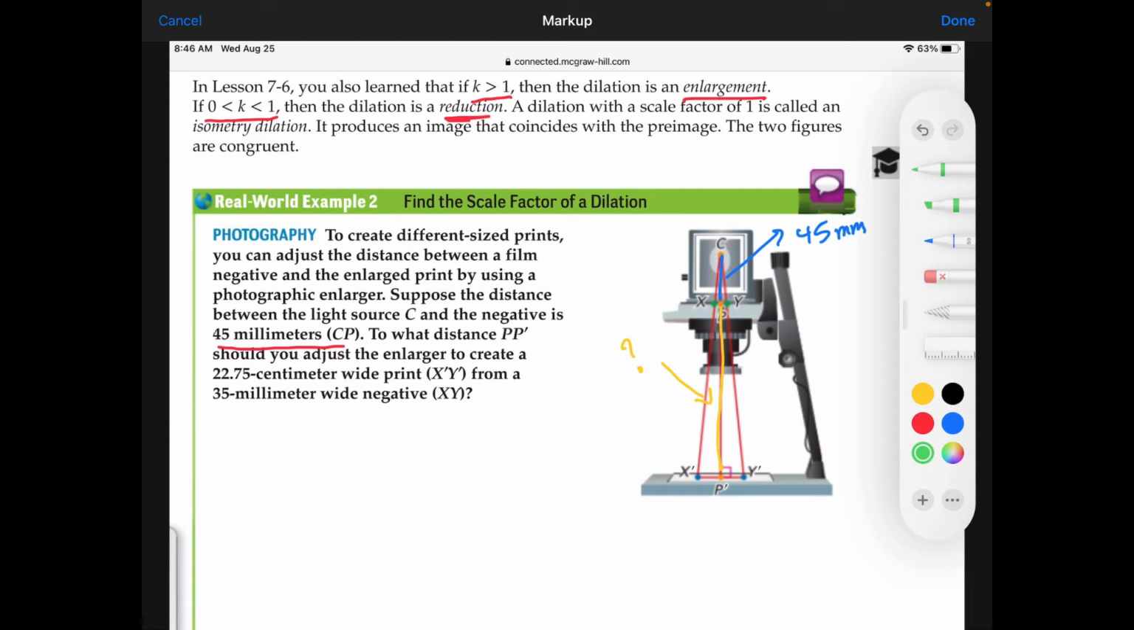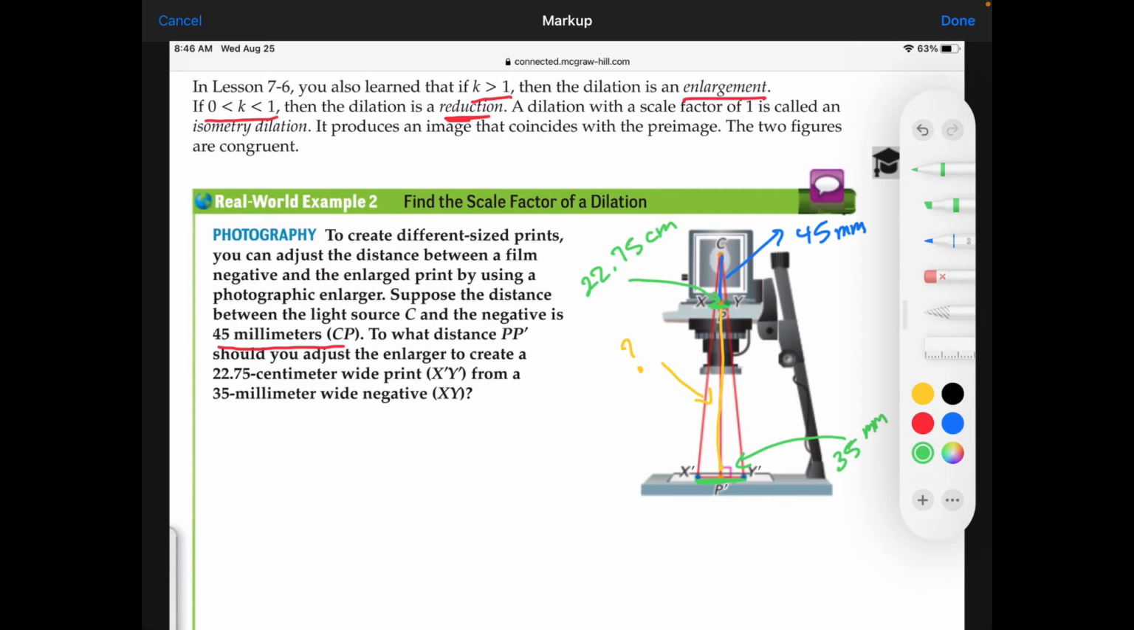So the picture is starting from right here in green. The picture originally is 22.75 centimeters. And you want to grow it down here. You want to grow it to 35 millimeters wide. So how can we do that? What distance does P to P prime have to be to make that happen?